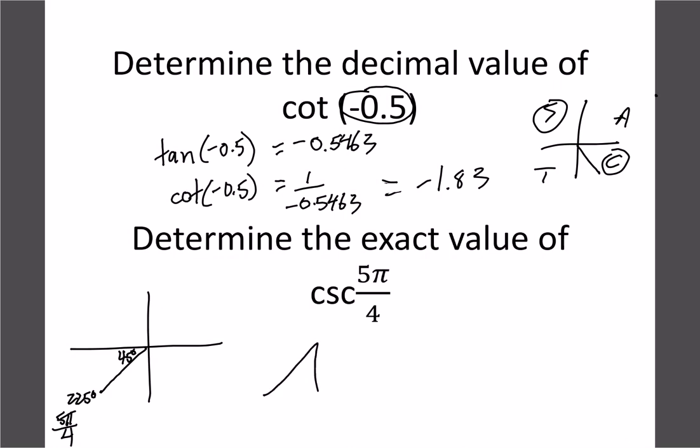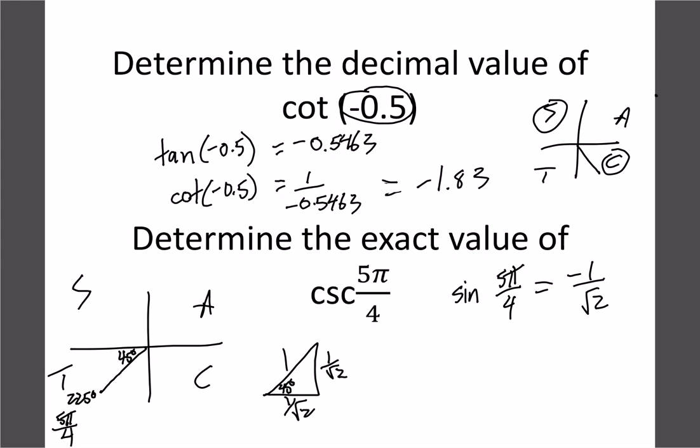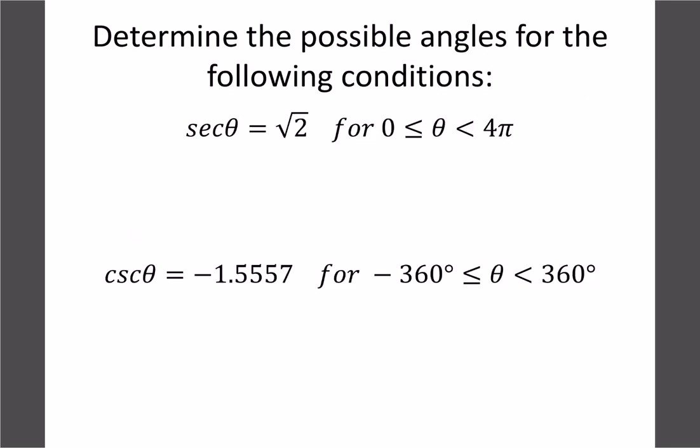So for a 45 degree triangle, remember sine is 1 over root 2. So if we know sine of 5 pi by 4, based on that quadrant, we're in the T quadrant, so we know it's going to be negative, because we're going downwards. So it's negative 1 over root 2. Then all we have to do is the flip to get the cosecant. So the cosecant of 5 pi by 4 will be negative root 2 over 1, or just negative root 2. And that's it for that one.